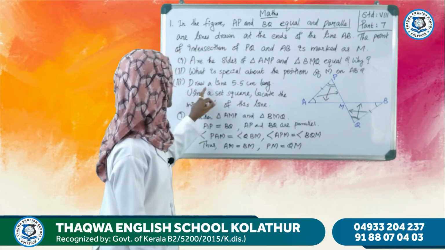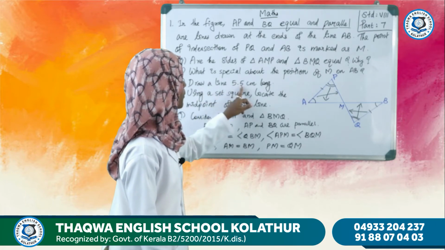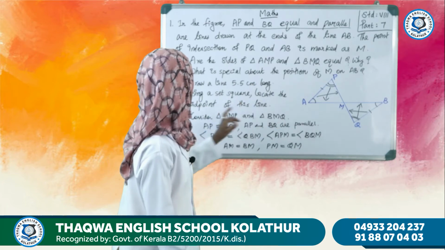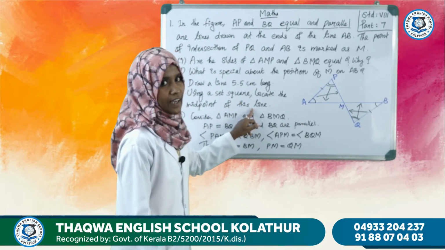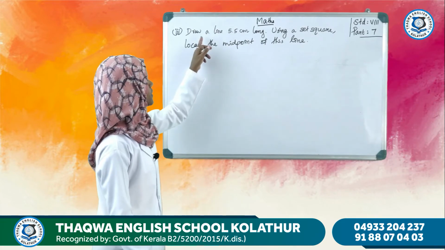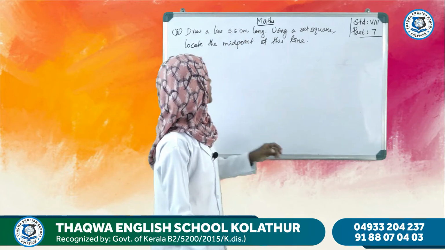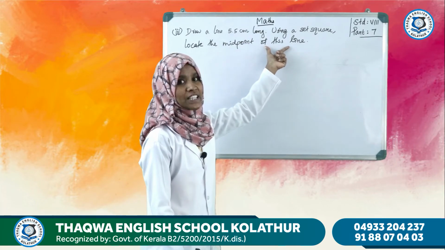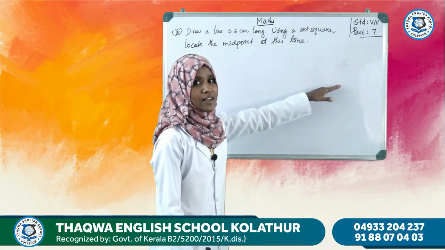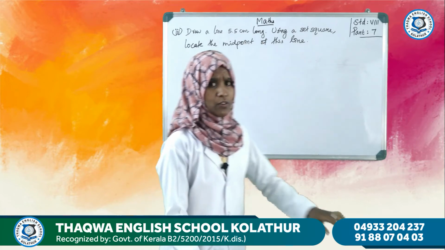The next we want to discuss the third part. What is the question? Draw a line 5.5 centimeter long using a set square. Locate the midpoint of this line. We can use the last two parts to draw this figure. First listen.